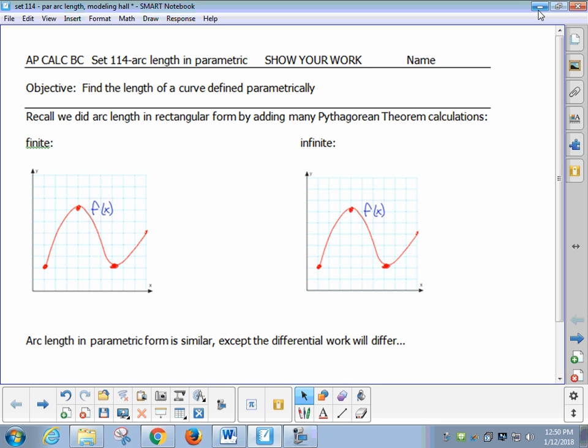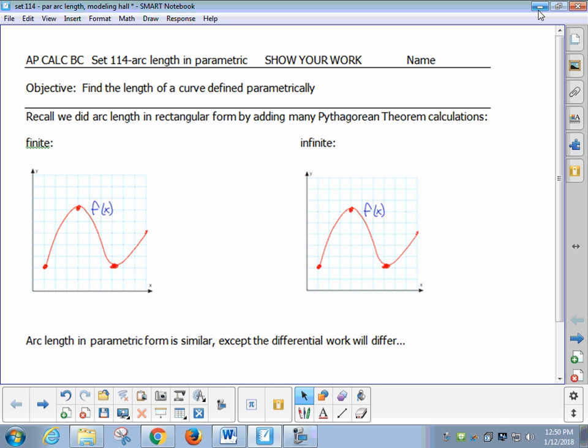So, the idea is this. 7114 is ArcLink Part 2, this time in parametric instead of function mode.